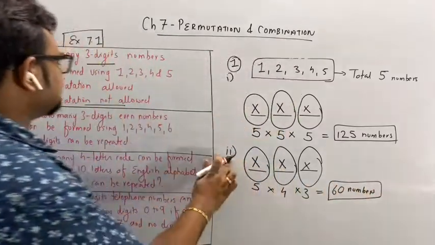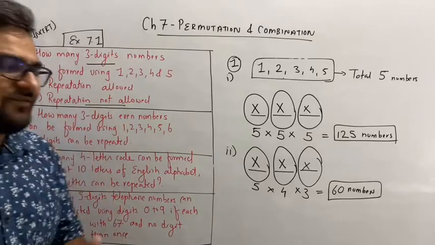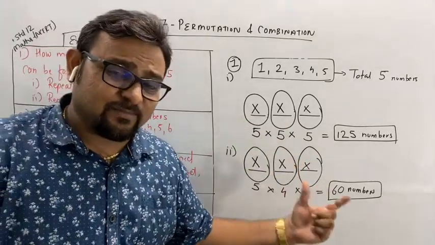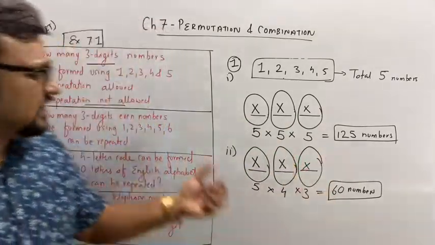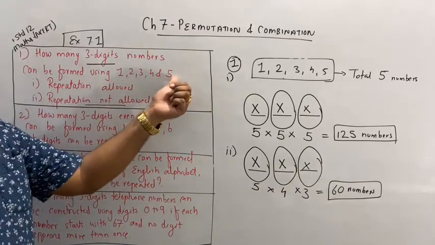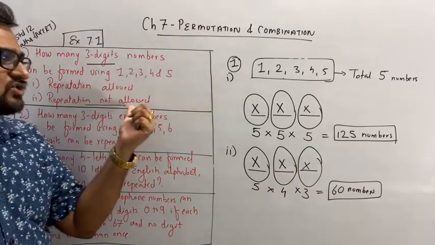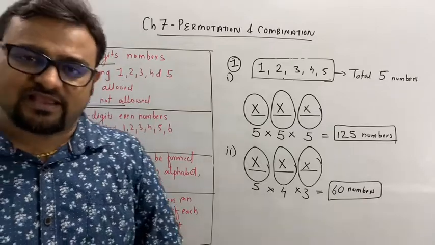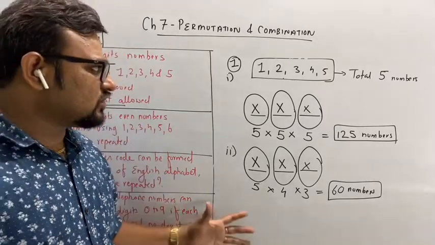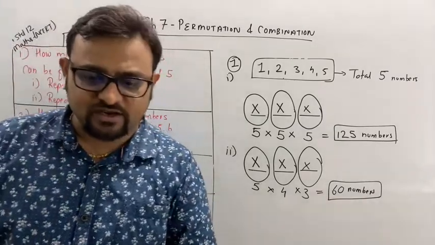Okay, so for the second part, I can form 60 numbers of 3 digit using 1, 2, 3, 4, 5 when repetition is not allowed. Yeah? So just note down question number 1.